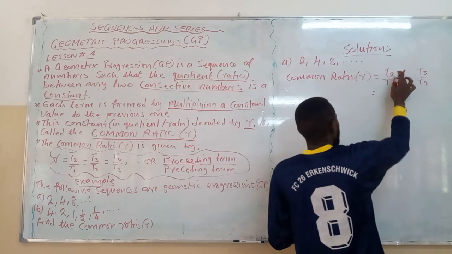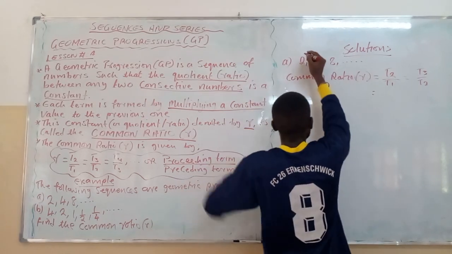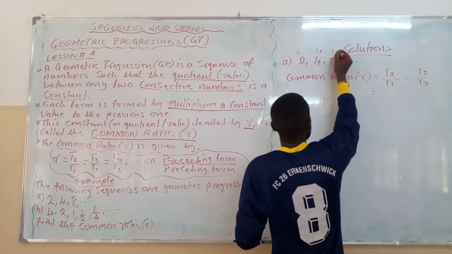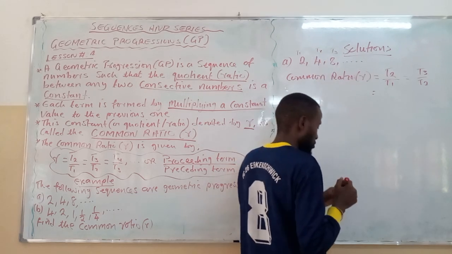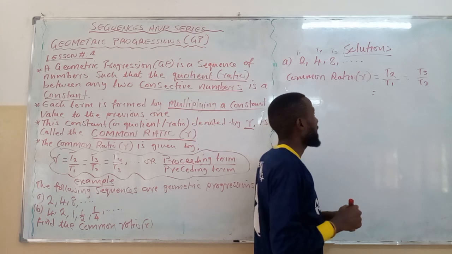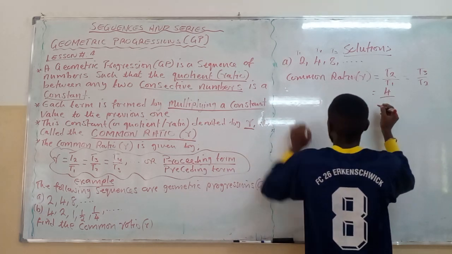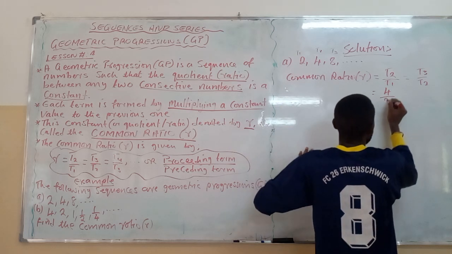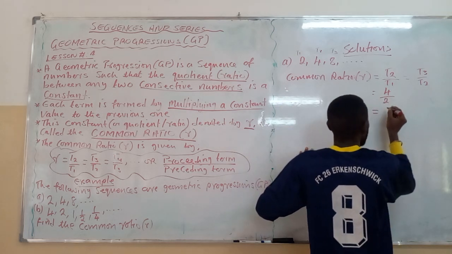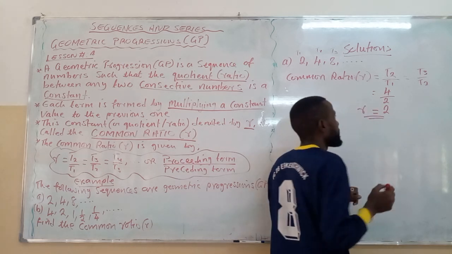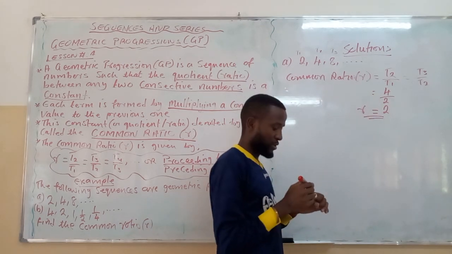What do we find? What is my term 2? This is term 1, this is term 2, and this is term 3. So there are 3 consecutive terms that we know. So what is term 2? Term 2 is 4, divided by term 1, which is 2. So what is my common ratio in this scenario? 2. So the common ratio is equal to 2. Simple for the first sequence.